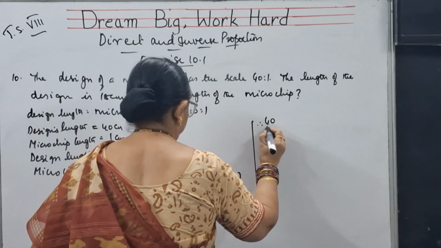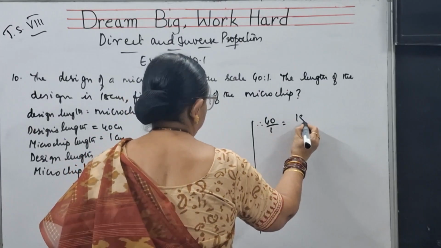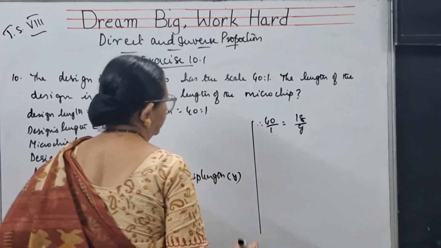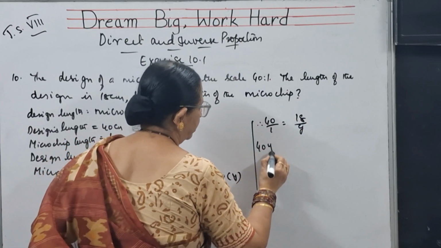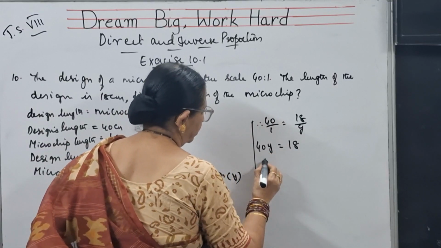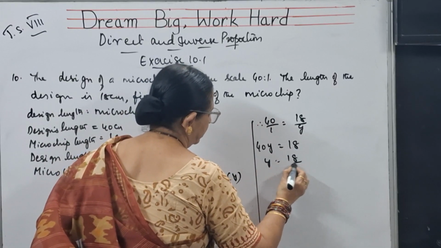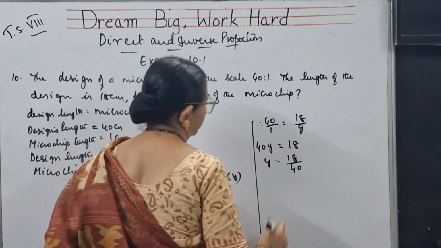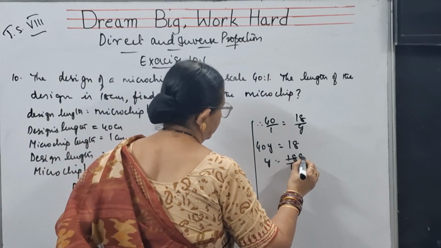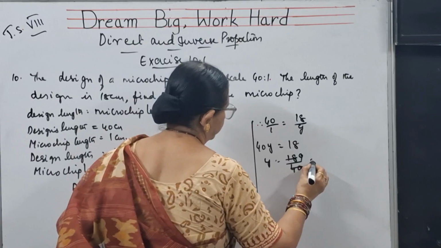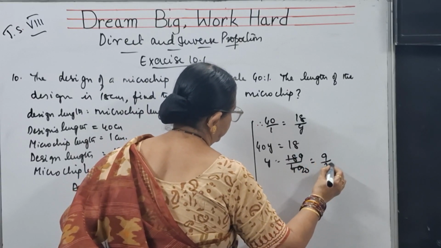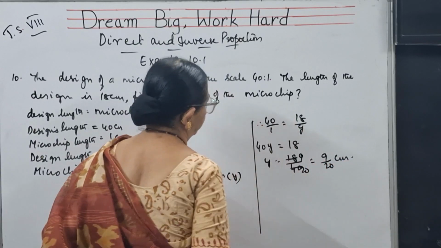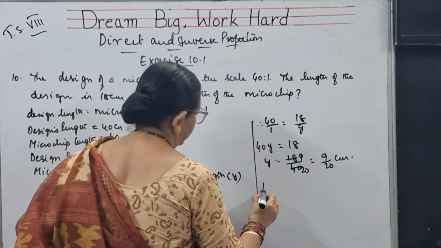Therefore, 40 by 1 is equal to 18 by y. That means 40y is equal to 18. Y is equal to 18 by 40. That is, 2 9s are 18, 2 20s are 40, so 9 by 20 centimeters is the actual length.